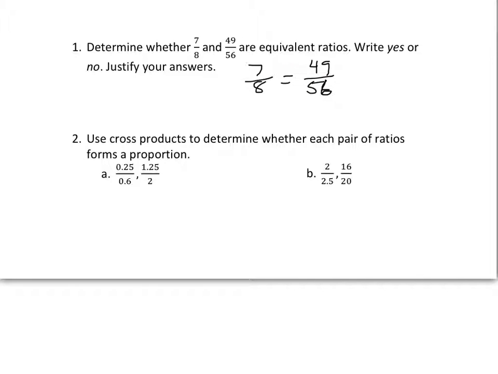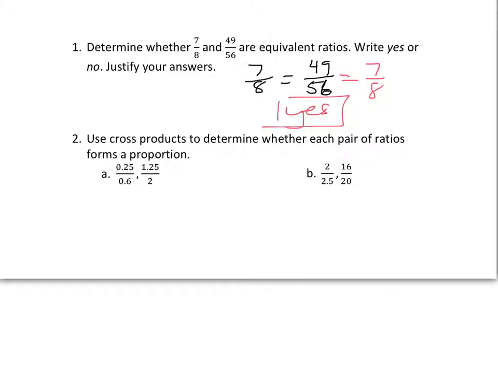For this one we're just going to reduce, because the left one's already reduced. The one on the right side, when we reduce it, you divide both by 7 and you get 7/8. So you see that they are the exact same. 7/8 equals 7/8, so the answer is yes, they are the same.